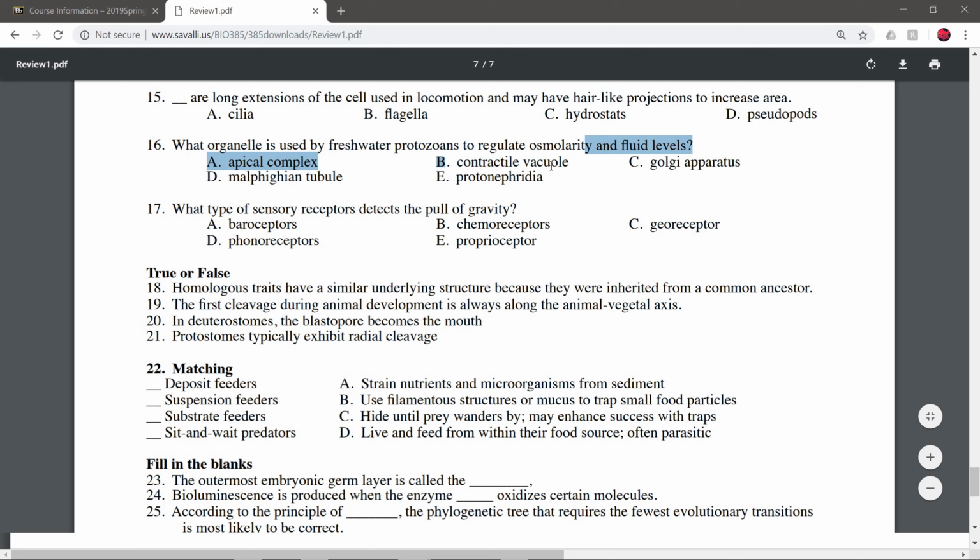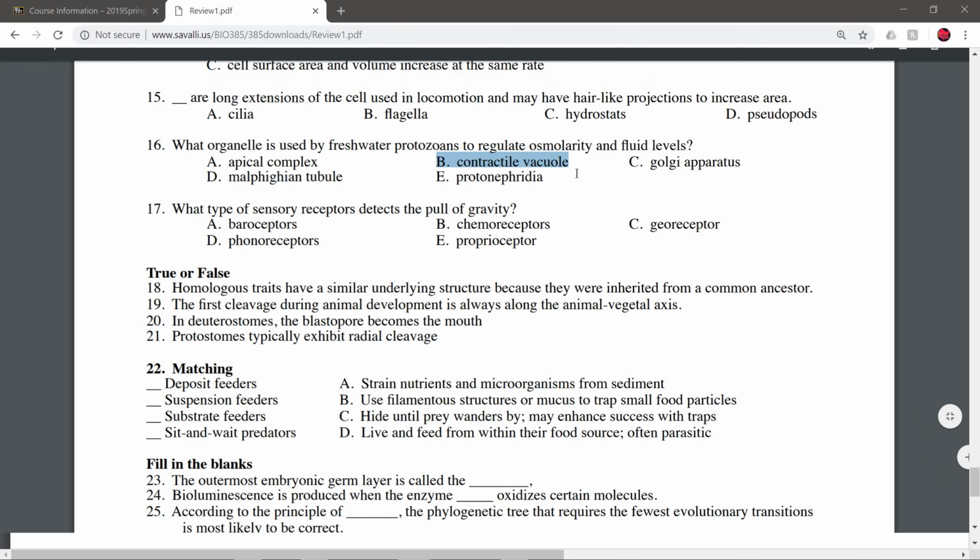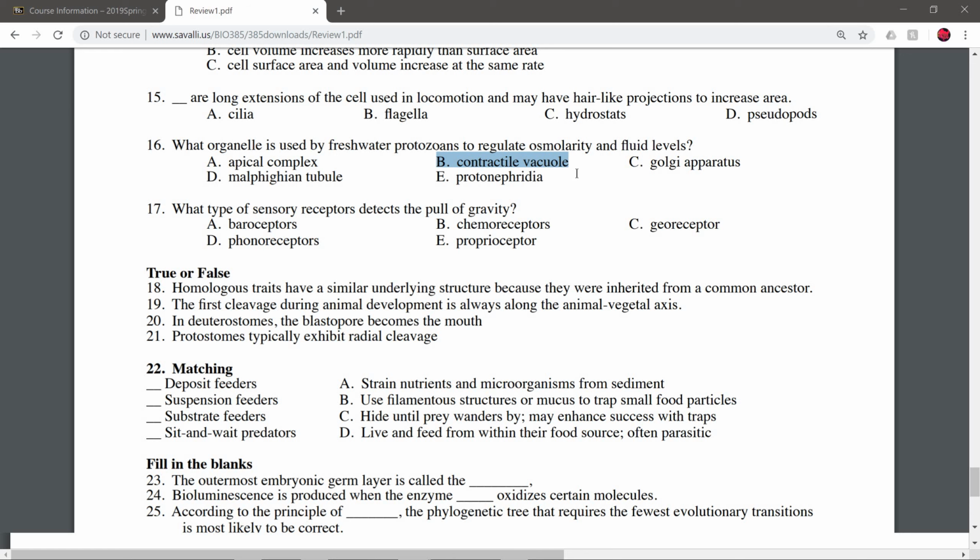C, Golgi apparatus. D, Malpighian tubule, or E, protonephridia. Not so many hands this time, huh? Not so sure. All right, well, if you want to guess, you should probably guess D. Guessing the others would be incorrect in this question.